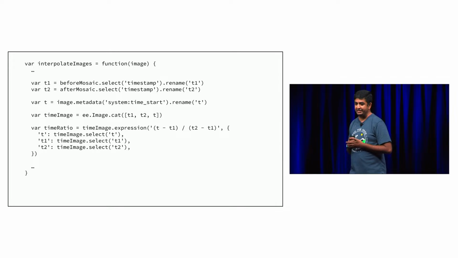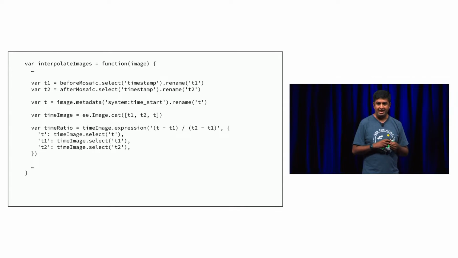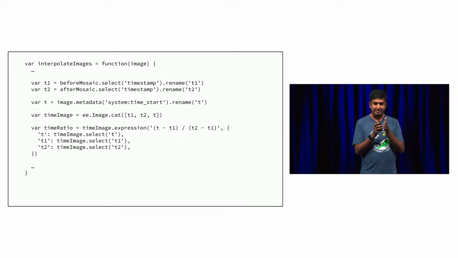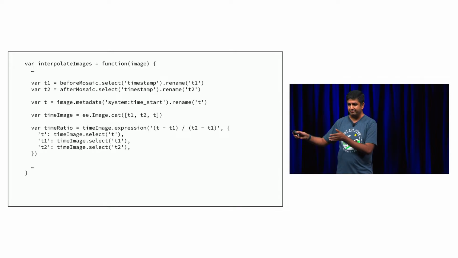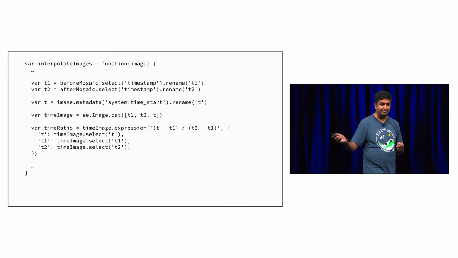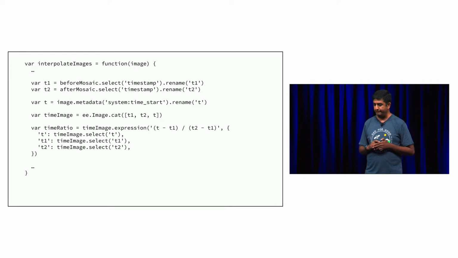So we apply our linear interpolation formula, t minus t1 divided by t2 minus t1, and we get the time ratio. So if the current image is exactly halfway between the before and after images, then you're just going to get an average. But if it was closer to the after image, you're going to get a weighted interpolation. You can replace it with any formula. If you want to do bilinear interpolation, just replace this formula with your preferred formula. You can get a bilinear.